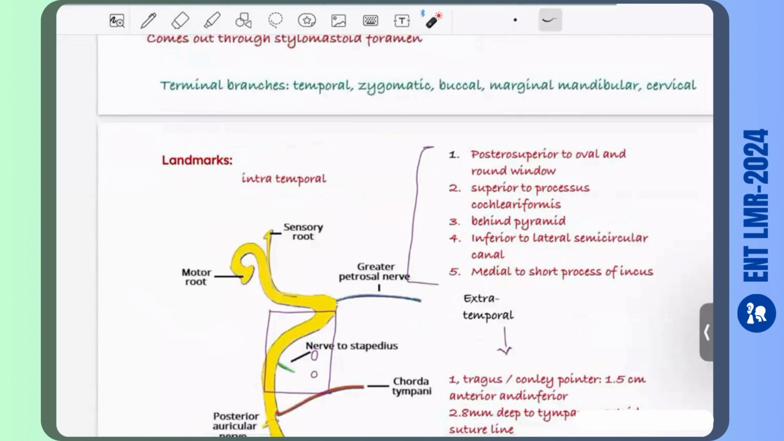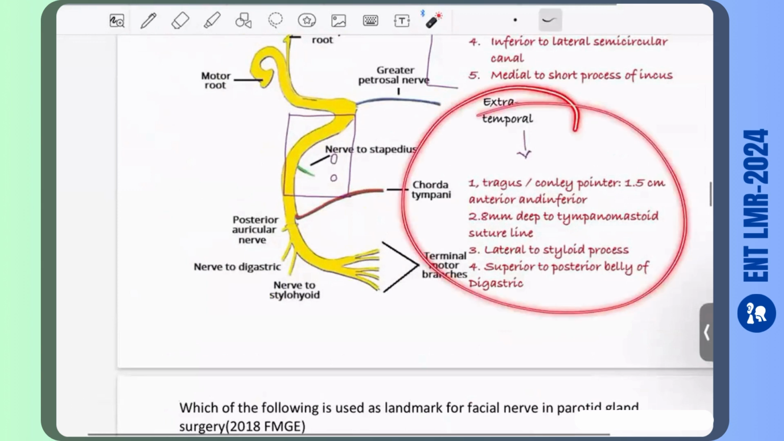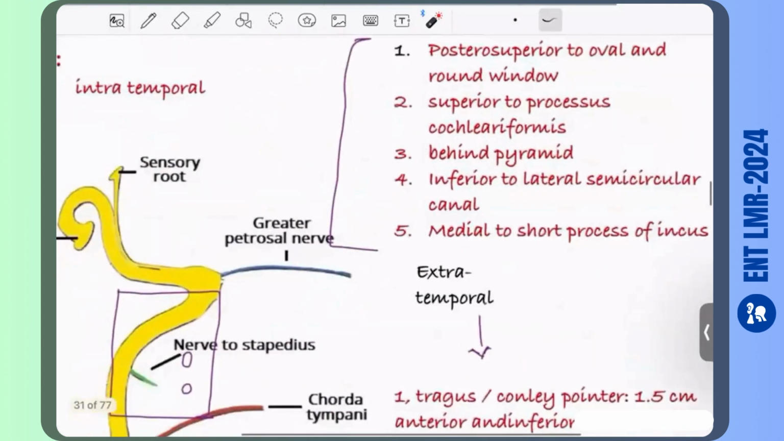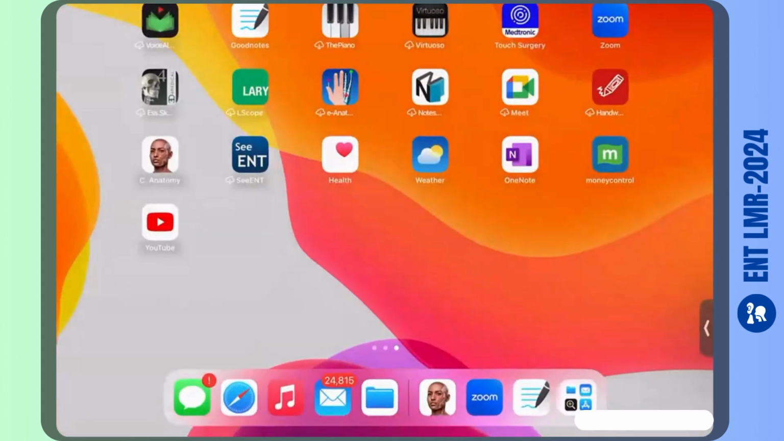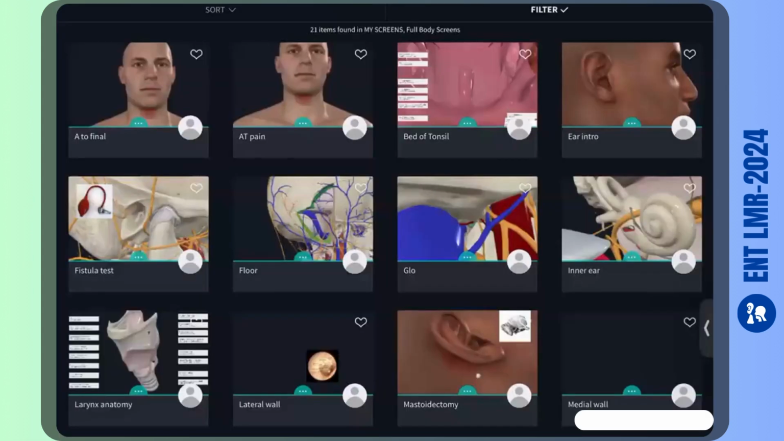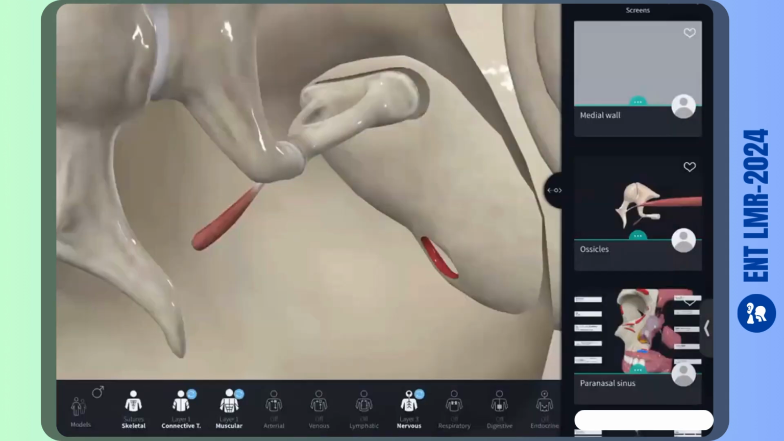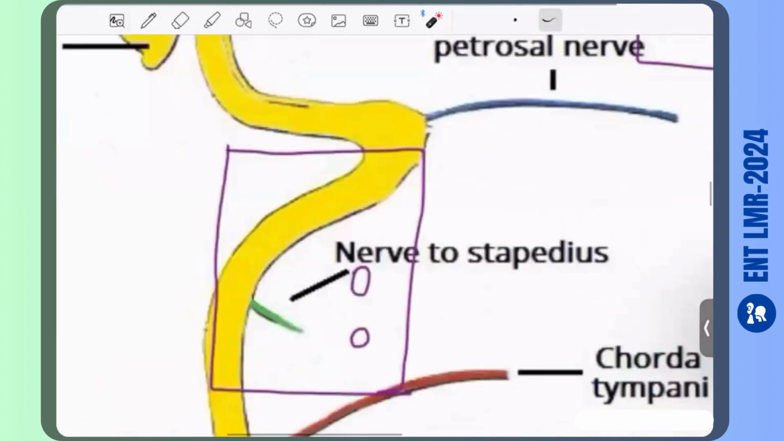The facial nerve will have landmarks such as intratemporal landmarks and then the extratemporal landmark near the parotid gland. Very important. They may ask this question. So intratemporal landmark. See here. If this is the medial wall of the middle ear, I've shown this picture already. So this is the middle of the middle ear. In this middle of the middle ear, we'll be having oval window, round window. So we have seen this. So the facial nerve will be posterior superior to oval window or round window.